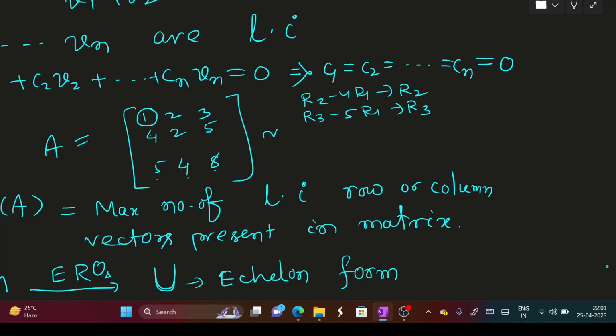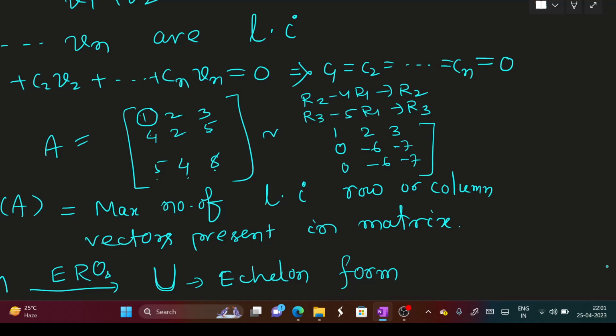Let us do these operations on my given matrix. So 1, 2, 3, the first row has no effect of these two operations, so it remains as it is. 4 times 8, 2 minus 8, minus 6, 5 minus 12, that is minus 7. Now here it is 0, 5 times 15, 8 minus 7. So it is minus 7.